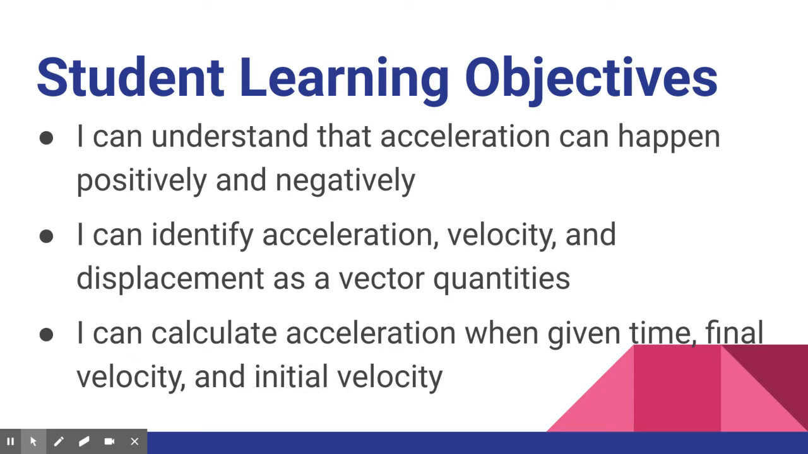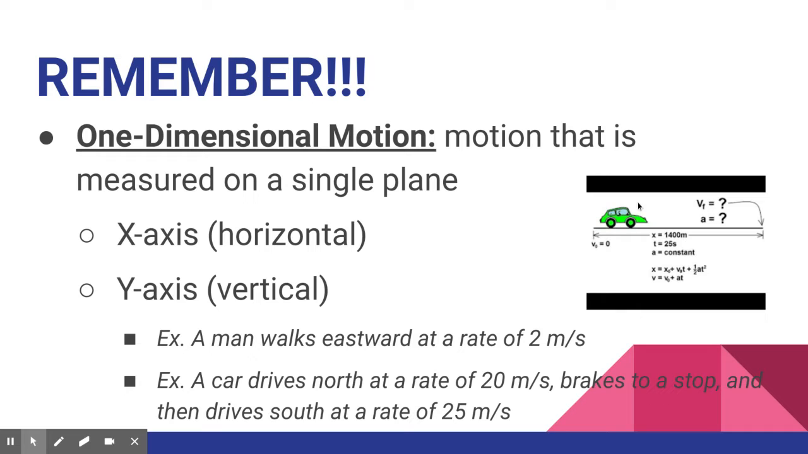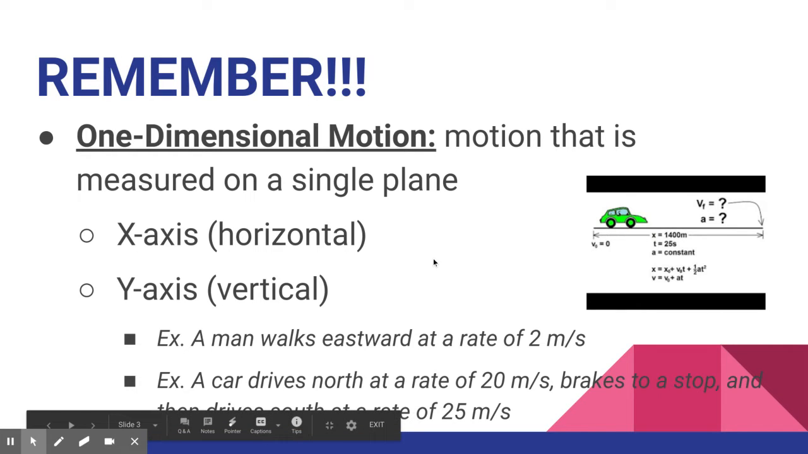I also want you to be able to identify acceleration, velocity, and displacement as vector quantities. All three of these are vector quantities. So later on when we get to the test, be able to say, oh, acceleration is a vector quantity, velocity is a vector quantity, displacement's a vector quantity. And then finally, I want you to be able to calculate acceleration when given time, final velocity, and initial velocity. We'll be getting to what those are in a little bit. Hopefully it's pretty self-explanatory what they are, but we'll get to that in just a second.